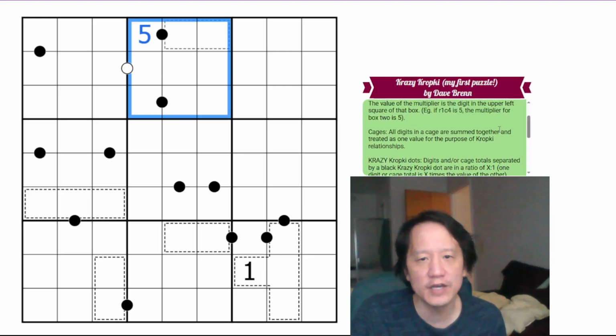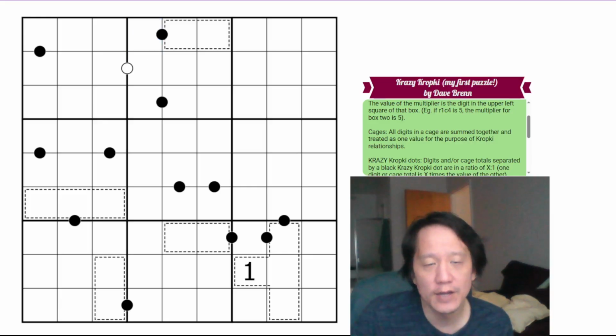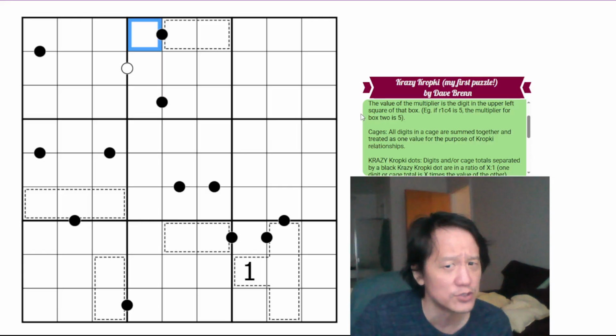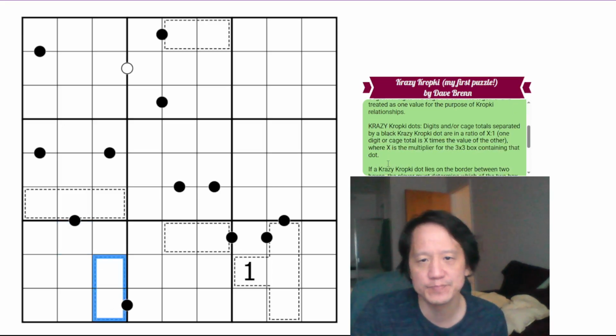We also have cages, where all digits in a cage are summed together and treated as one value for the purpose of Kropki relationships. That means these two digits sum up to essentially a value that's in a ratio with this Kropki. So this cell is in a ratio with the sum of these two digits. These three digits sum up to a ratio with that digit. We don't know what. Same with these, right?